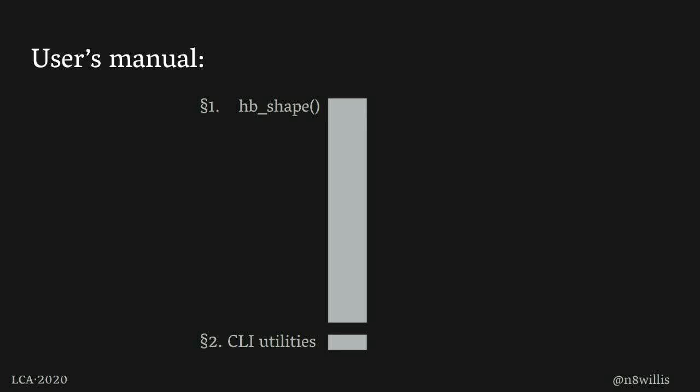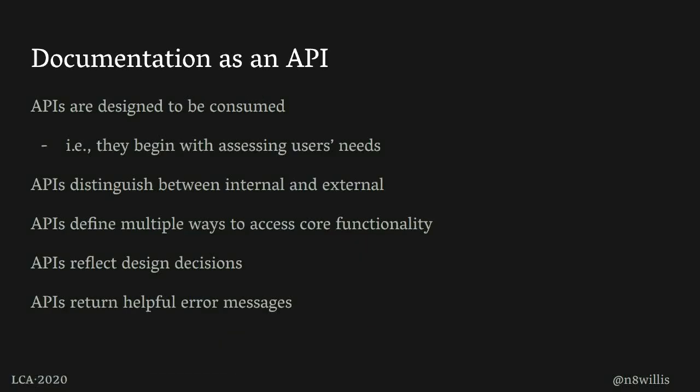Someone who is accessing the manual is either using hb_shape or they're using the command line utilities. There's nothing else that they're doing. So even though there's some Unicode normalization functions in there, they're not used separately. They're used in hb_shape. So it's awkward, but it's how you would actually read it.